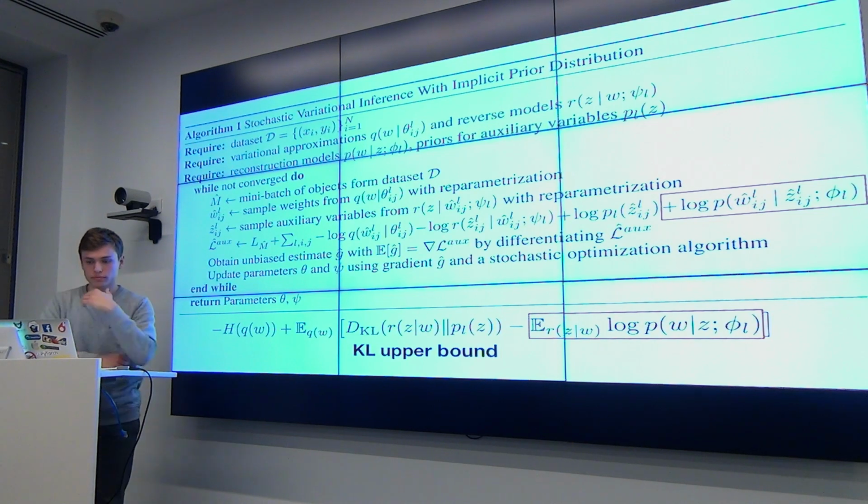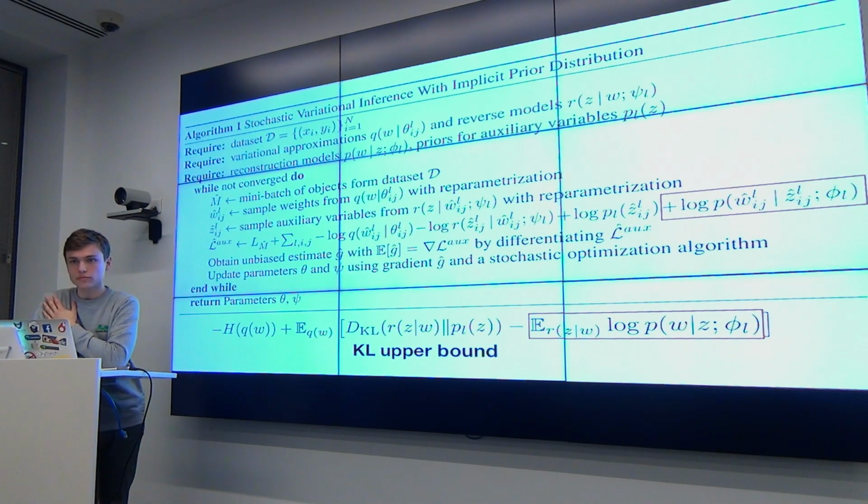I have one question. Assume that you have trained the deep weight prior, right? You have an implicit prior distribution, so you have adjusted both phi and psi, right? Now assume that you have several small-scale data sets, and you would like to use this implicit prior distribution over the weights of convolutional kernels. So when you perform stochastic variational inference, you are adjusting what? Theta and psi.